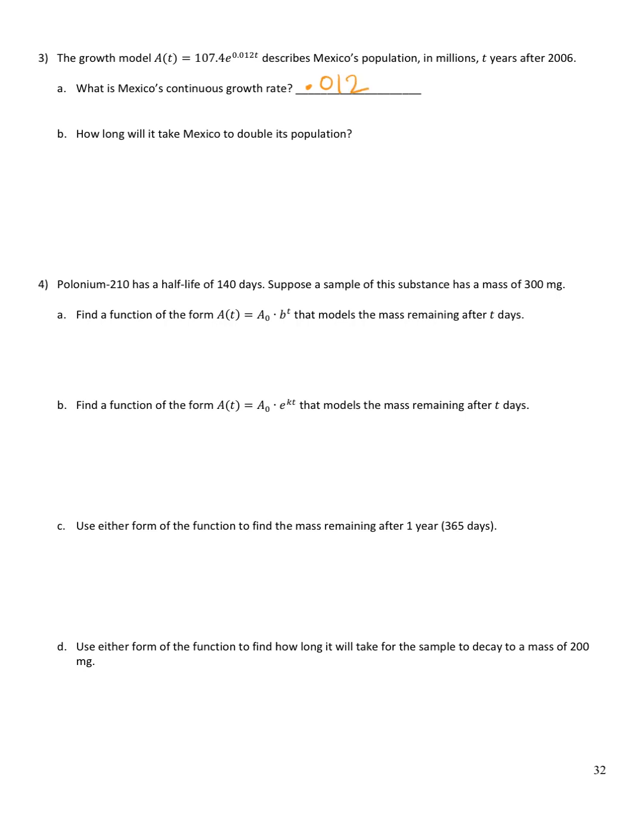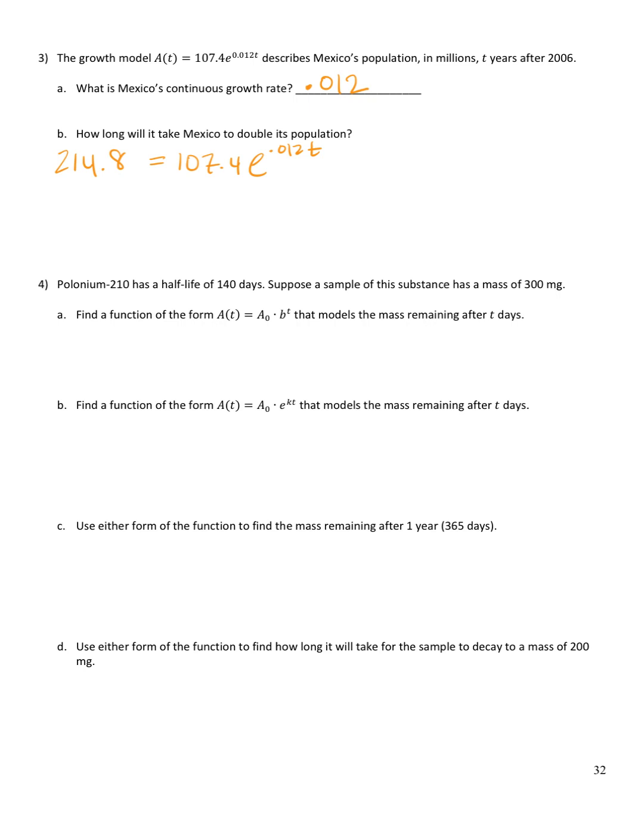And how long will it take Mexico to double its population? Well, it initially starts with 107.4 million people. And if I double that, that would be 214.8. So I'm going to take my 107.4 e to the 0.012t and set that equal to 214.8. And I'm going to be solving for t. The question is how long will it take? So it makes sense that I'm solving for time.